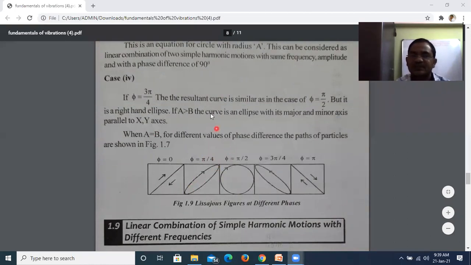So this is a very important question, so you have to practice the derivation more and not get confused with these phase differences. For different phase differences, we are simply substituting the values of cos phi and sin phi.